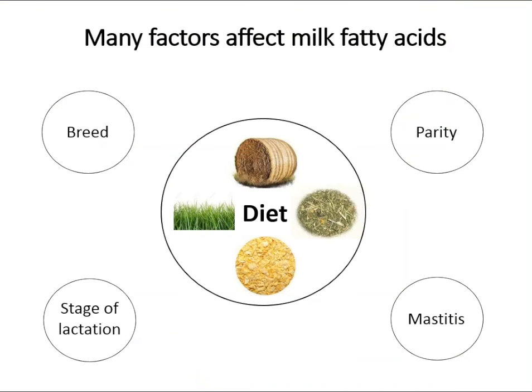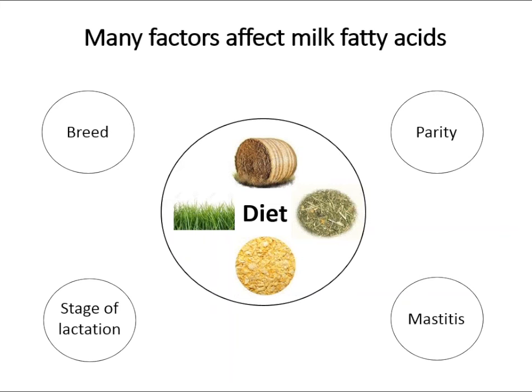So factors that affect milk fatty acids, we have breed. That's one factor that does affect milk fatty acids. We've done some research to show that Jersey cows have more saturated fats than Holstein cows. We've also done a study showing that stage of lactation has an effect. So in earlier lactation, they're going to be producing more omega-3s than in later lactation. Parity also affects the milk fatty acids, and mastitis cases actually decrease the amount of saturated fats 16:0 and 18:0 and increase the amount of short-chain fatty acids.